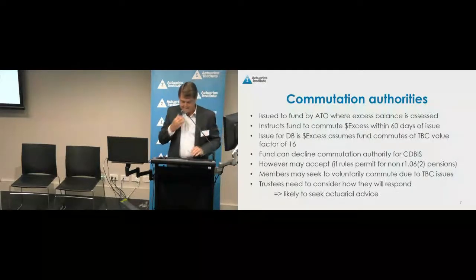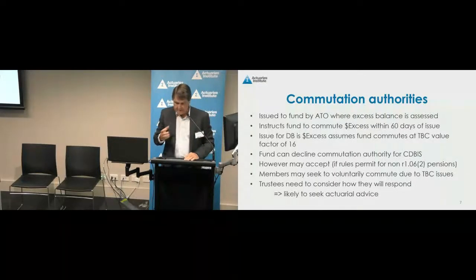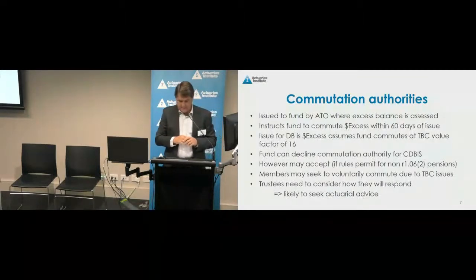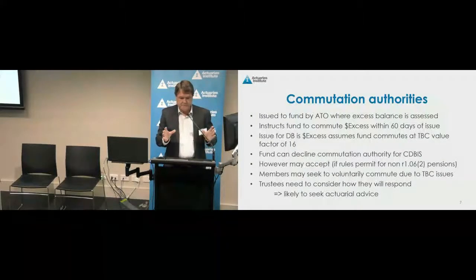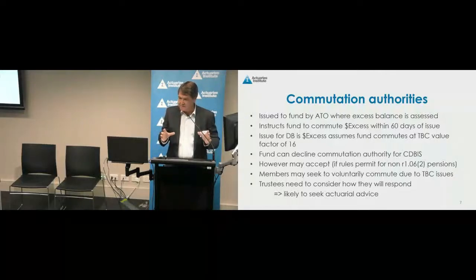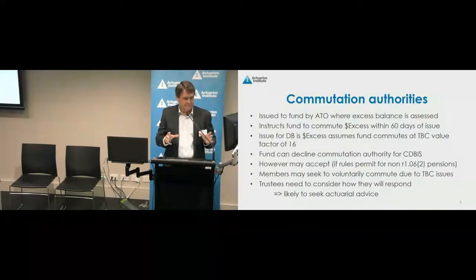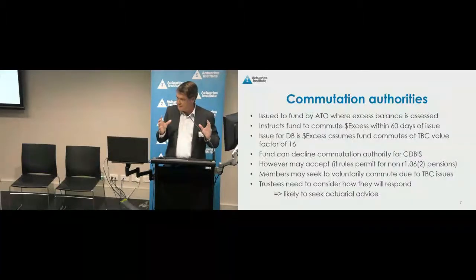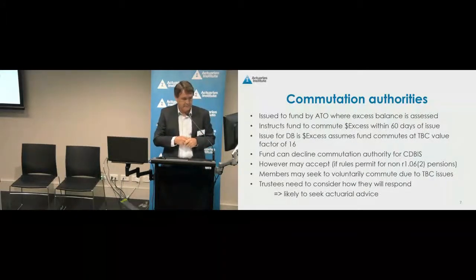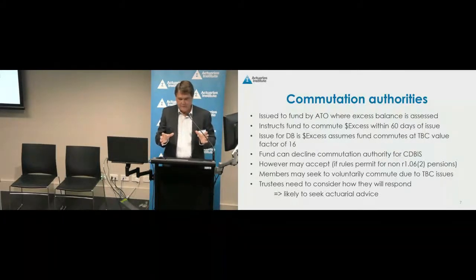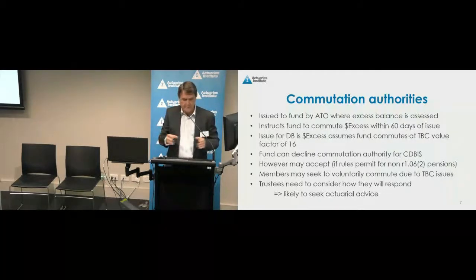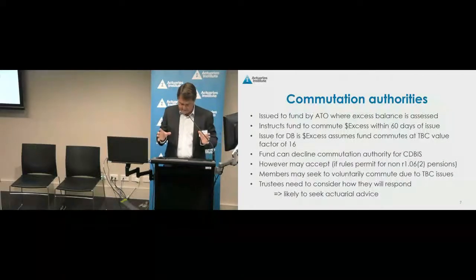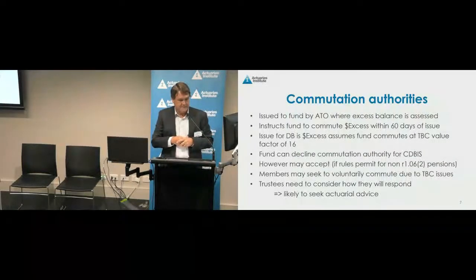So how will this work in practice? The first step is that the ATO will send out a determination that outlines its default position. If it thinks you've just retired, as advised by your fund, and it thinks your benefits are over the transfer balance cap, it will send you a determination saying you're over the cap, you're going to have to take some money out, and you need to respond within 60 days.